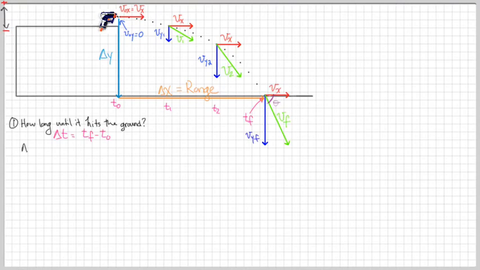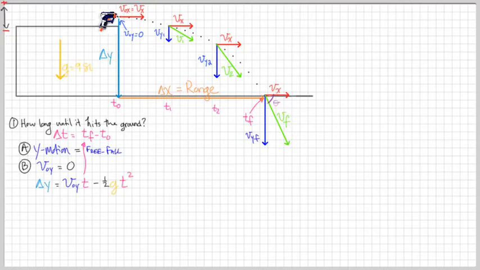So that's a matter of a difference in t's or times. And let's name a couple of things that we know. A, in the y motion, that's free fall. I know my initial y velocity is 0. And I know from my kinematic equations that the displacement in the y direction is equal to the initial velocity in the y direction times time minus 1/2 g, acceleration due to gravity, times the time squared.